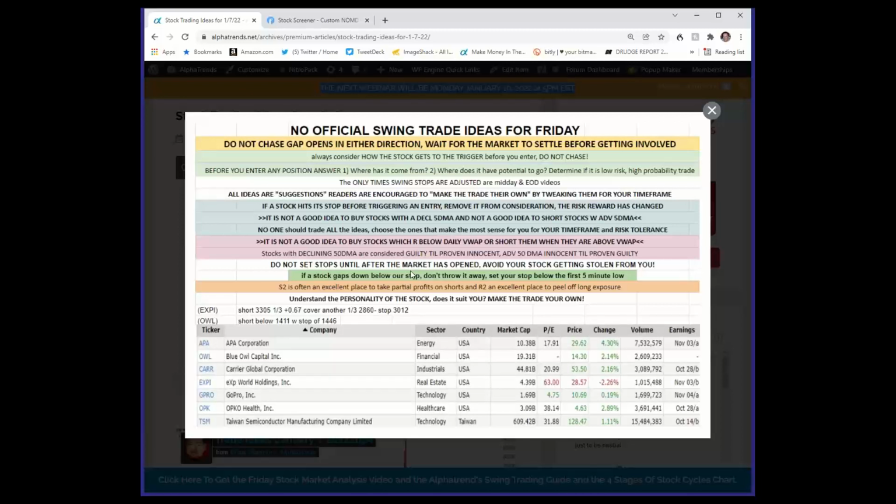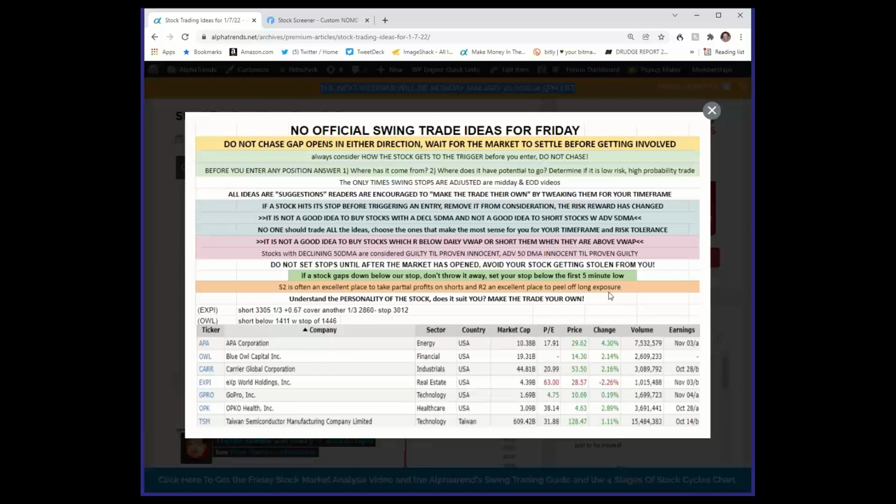If instead it gaps lower and our stop was, let's say, 30, it opens at 29.60, it makes a low of 29.58 after 3 minutes of trading, and then starts to rally and hold above the daily VWAP, well, then we'll lower our stop to below the low of the day. So don't set your stops until after the market opens.